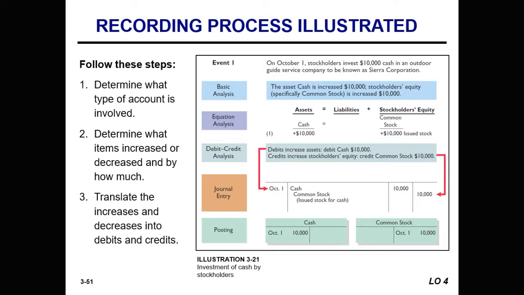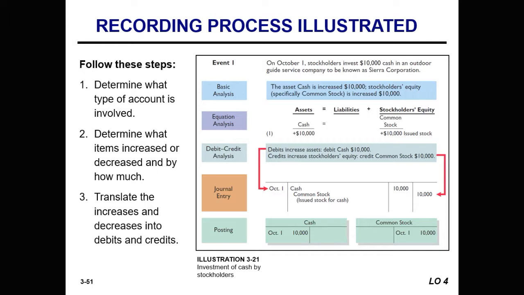So now that we have shown you the entire basic process that leads up to posting, let's just look real quick at an illustration, because this shows everything for a transaction, all the way from basic analysis to posting. Remember, first we have to determine what types of accounts are involved, what is going to be changing in economic value as a result of the transaction. Is this actually a transaction? Is it something that is recordable?